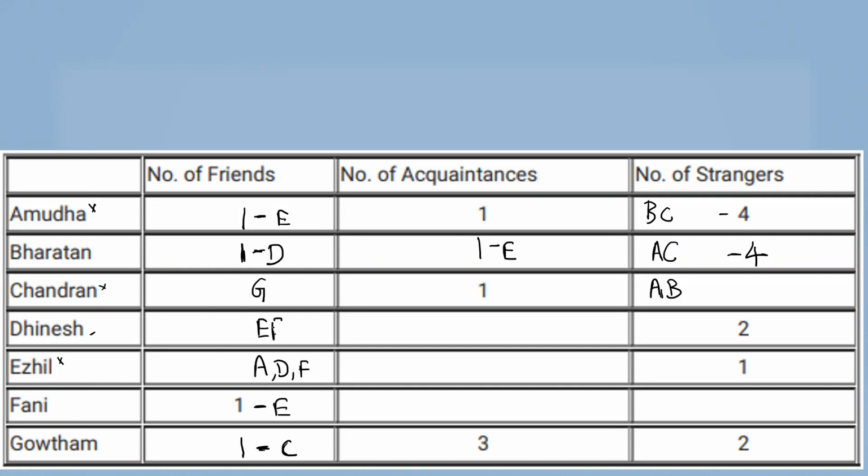Dinesh is friends with Bharatan. So I will be writing mutually. He will be friends. Dinesh is friends with Bharatan. So I have to fill in here, and mutually I have to fill in another space also. So I have filled in. Now you can see that D is an acquaintance to Amudha. Am I right? They have asked to crisscross mirror these 2 rows. So I have done this.